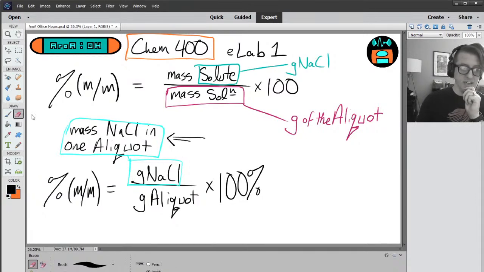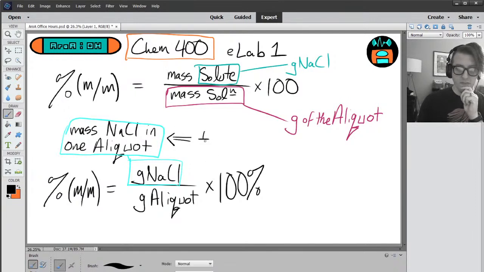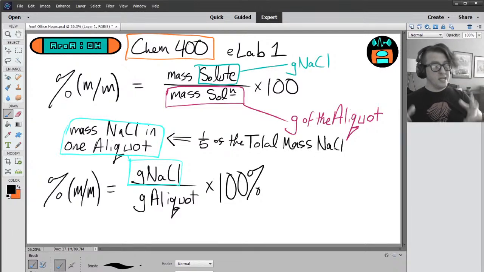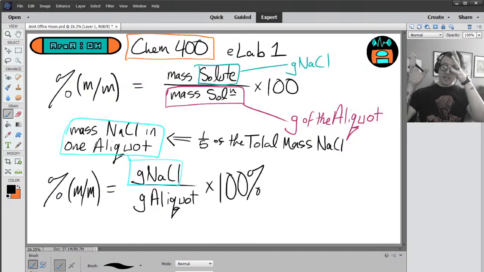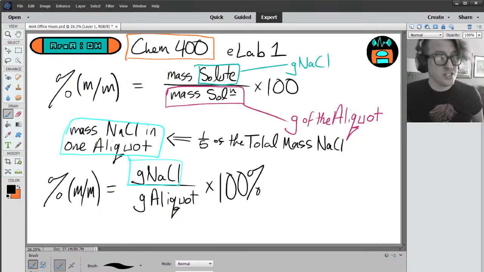All right, because you weigh out a total mass, that mass was used to make 100 milliliters of the solution, and then each aliquot is 20 milliliters. So the amount of sodium chloride in 1 aliquot is 1/5 of your total mass. That's an easy mistake to make. Watch out for that one when you're doing the calculation.